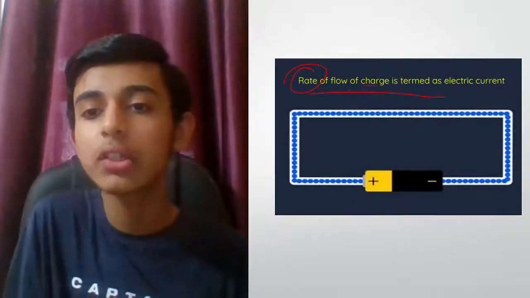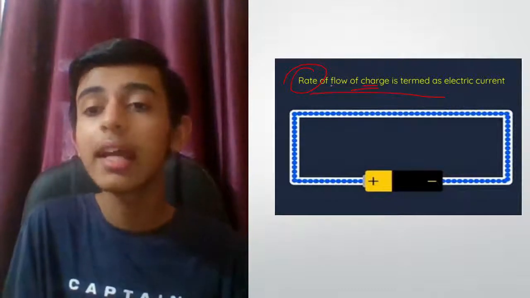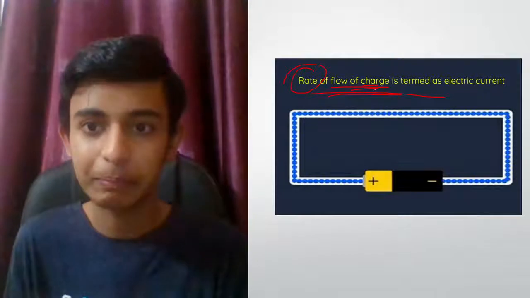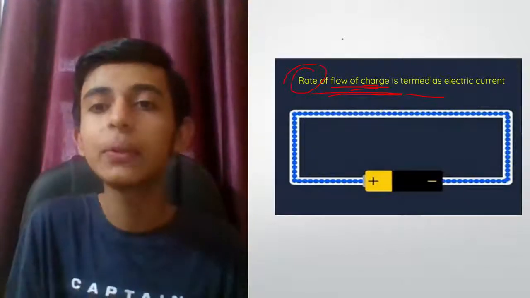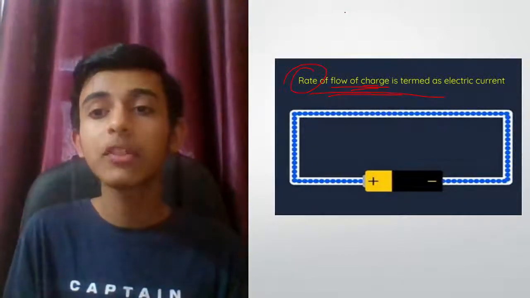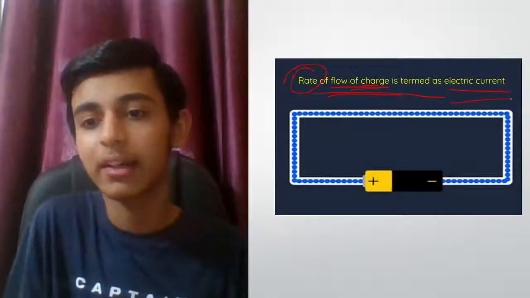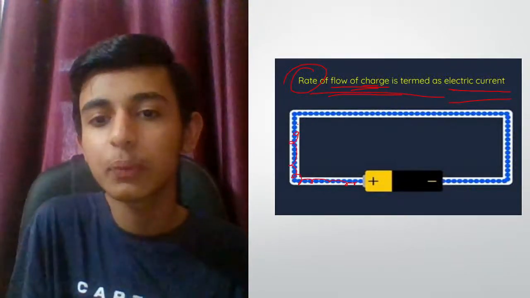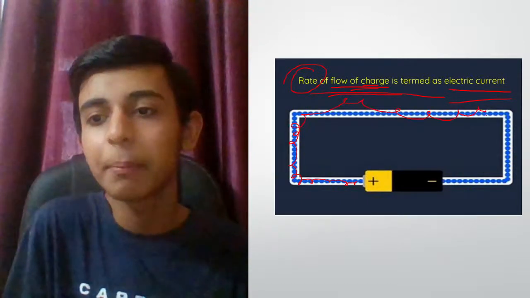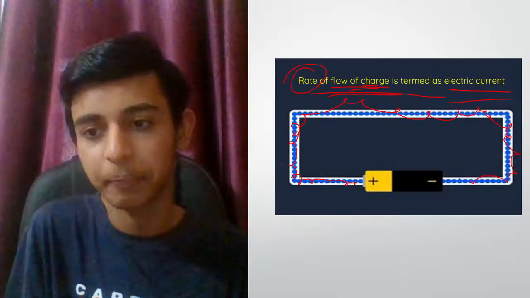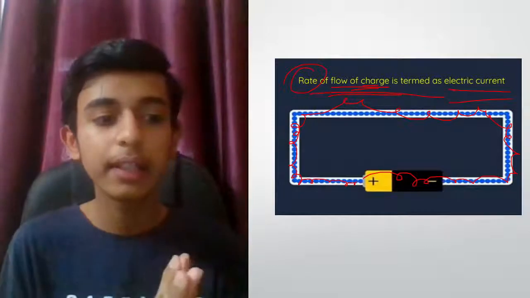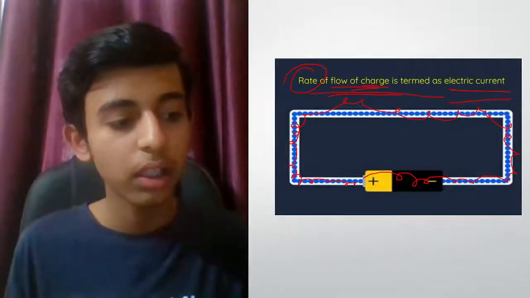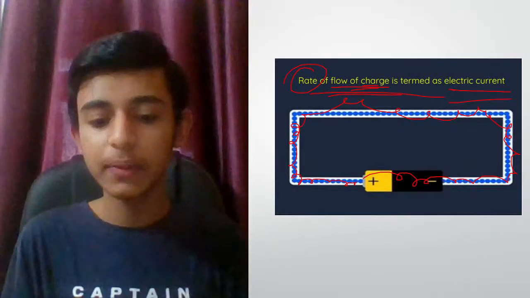So we can say the current is the flow of charges per unit time. Okay, per unit time, the flow of charges is termed as your electric current. Like here in this wire, the charges will flow because of the electrons. Now I have taught you in depth what is the charge and how we got this. I hope my video is clear. Let me just check.